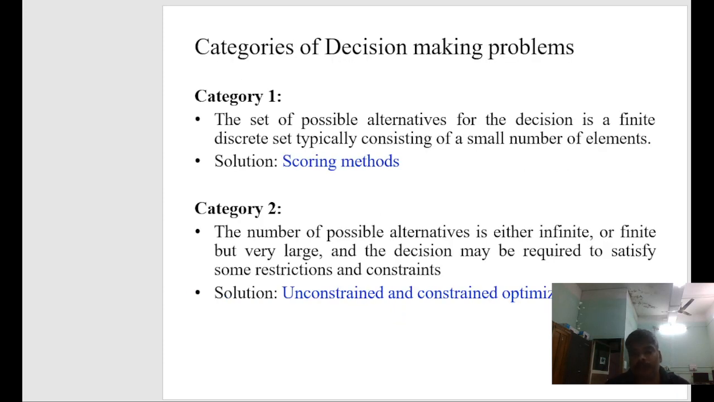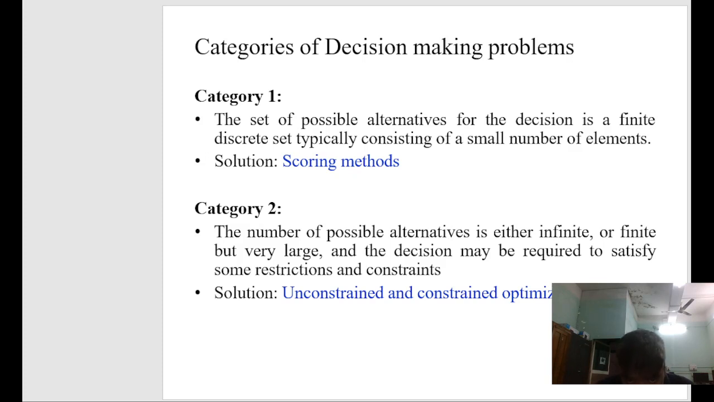Categories of decision making problem. Decision making problems are mainly categorized into two categories. Category one: the set of possible alternatives for the decision is a finite discrete set, typically consisting of a small number of elements. Solution: scoring method.